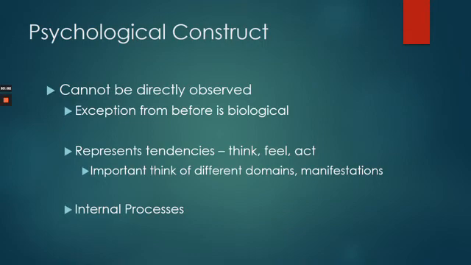And these manifestations that we're observing directly are tied to some degree to what we call internal processes. So the internal processes of narcissism we can't see. But those internal processes will influence how people think, feel, and act, and we can see those things. We can measure those things.